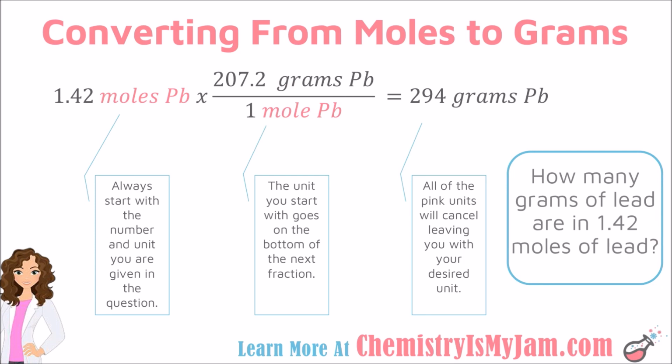I'm ready to put things into my calculator. So when you do this, you always want to multiply by whatever's on the top and divide by whatever's on the bottom. So in my calculator, I'm going to say 1.42 times 207.2 divided by 1, which will give me 294 grams of lead. Moles has canceled, leaving my answer in grams.